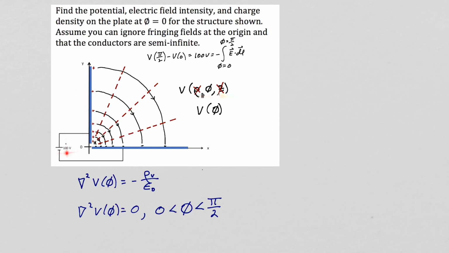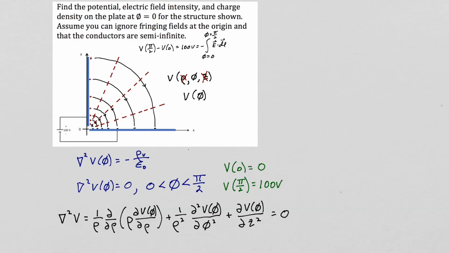Let's now write the Laplacian of the potential in cylindrical coordinates. Here is the form of the Laplacian, and since the potential only varies with phi, the partial with respect to rho is 0 and the partial with respect to z is 0. So this term is equal to 0. We can multiply both sides by rho squared and get the second derivative of V with respect to phi.